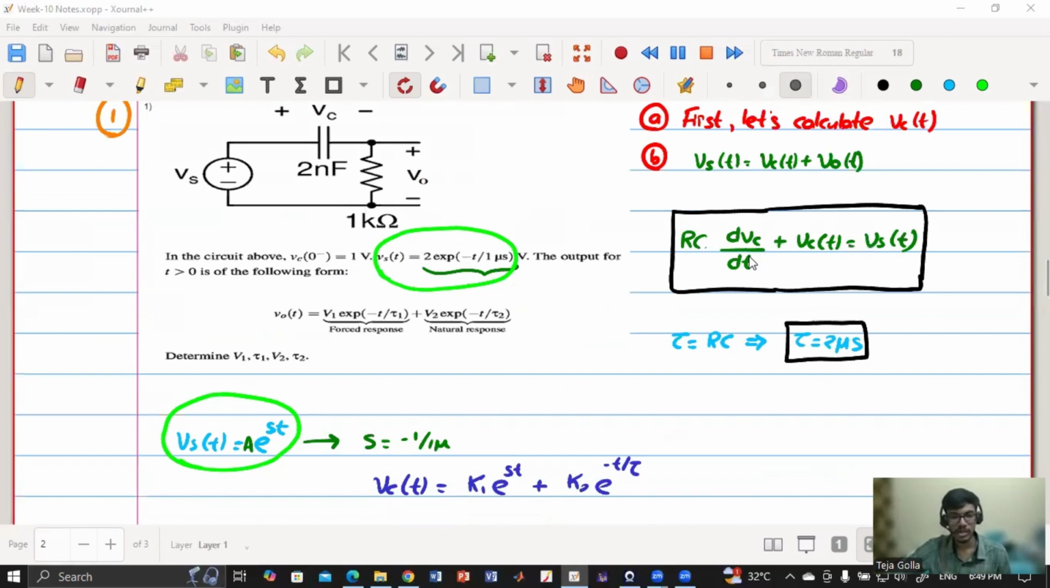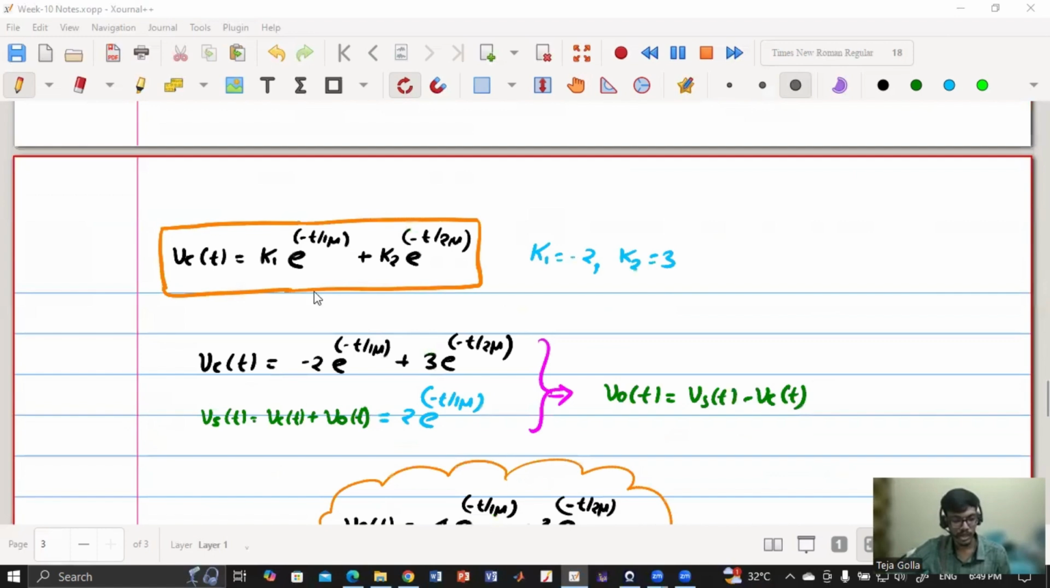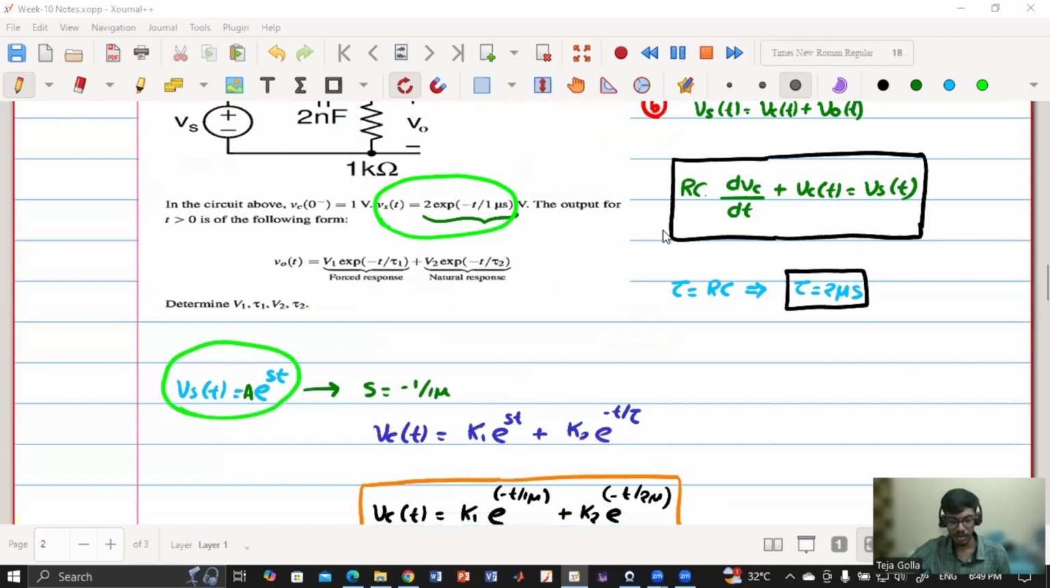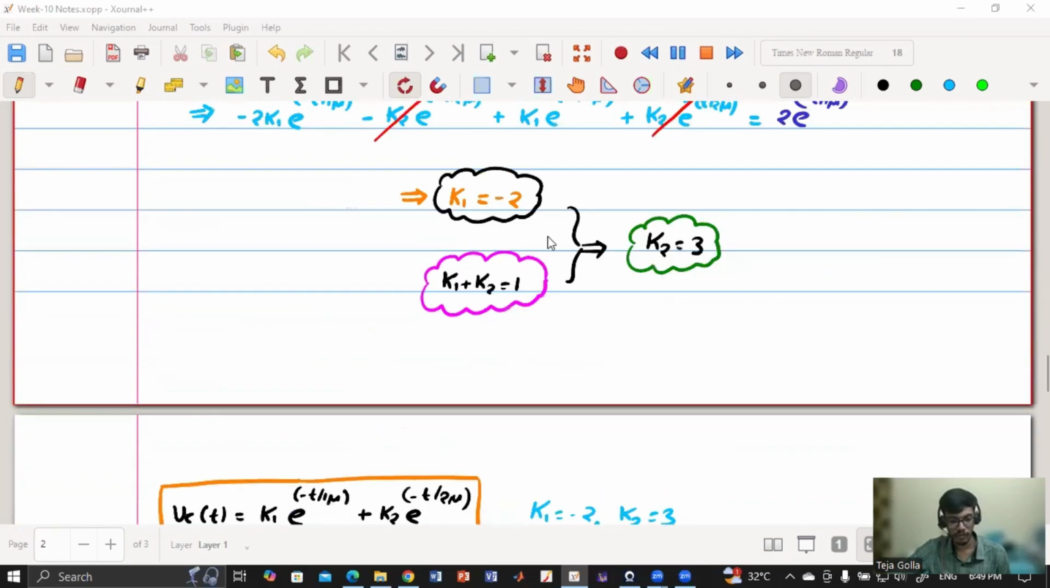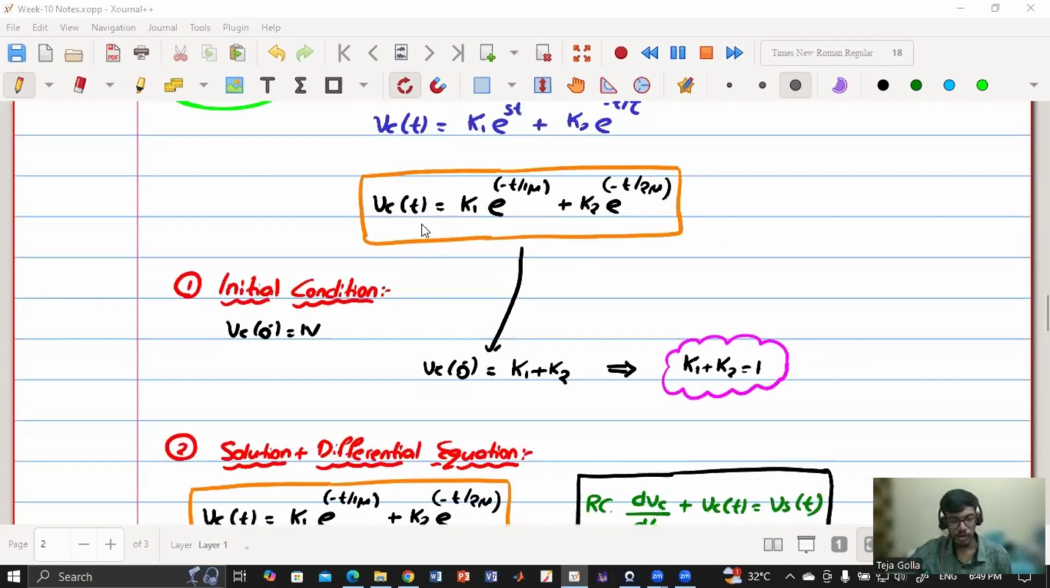But if you see, anyway, we are using this equation, right? So why would I take the pain to substitute this equation and then differentiate, rather than calculate Vc of t without any confusion and from there calculate V naught of t? The V naught of t will also be the same. V naught of t equal to some b1 into e to the power minus t by 1 micro plus b2 into e to the power minus t by 2 micro. Now again you have to do the same initial condition and solution.